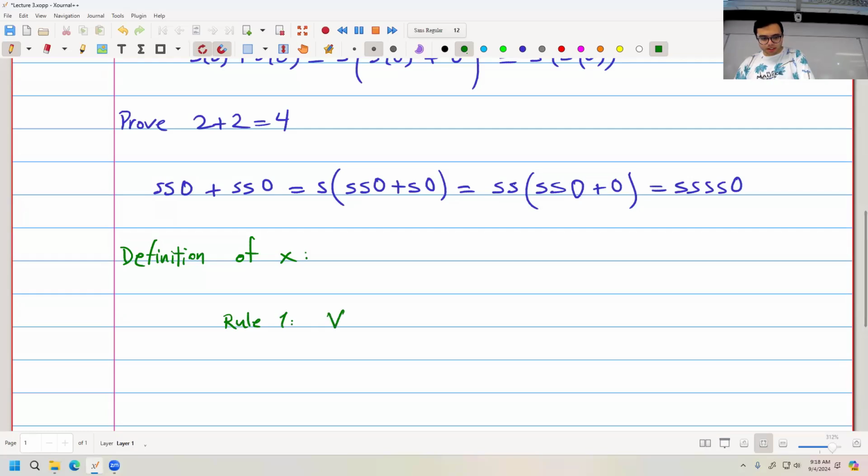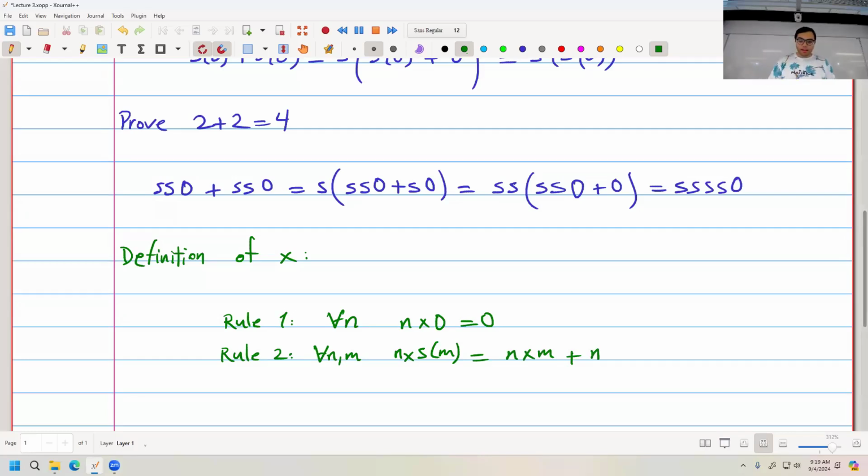Rule number 1 is that I say for every n, n times 0 is 0. And my rule number 2 is that for every n and m, I have to say what happens if I multiply n by the successor of m. Okay, but I already have addition, so I can use addition here. I can say this is just n times m plus n. Okay, yeah, so this is how I can define multiplication. I will give you a homework where you have to define division. Okay.